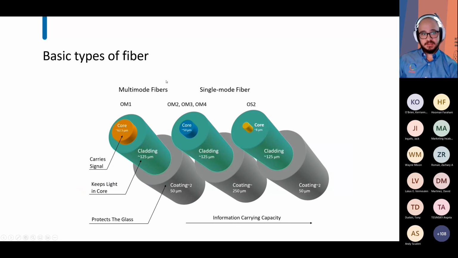So now we'll move on to the basic types of fiber in our industry. We've got multi-mode fibers and single mode fibers, and they're split up into these different families. We've got the OM1 fibers with the larger core and cladding. The core is where the light goes, the cladding keeps the light in the core, and then the coating, which is typically colored, protects the unit as a whole. So we have multi-mode and then single mode. As you move down the line, you get greater information carrying capacity.